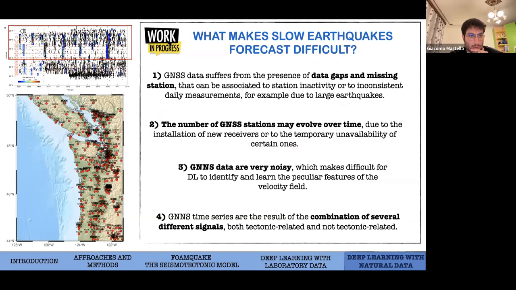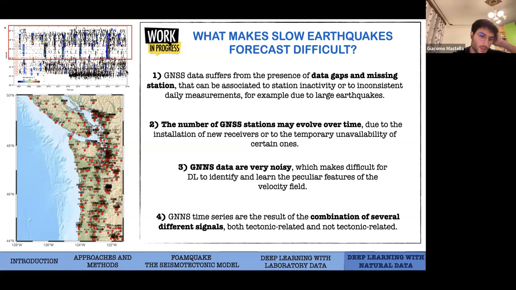Given the great analogy between the space-time rupture patterns generated by analog models in the laboratory and the space-time rupture patterns observed for the Cascadia subduction system, we decided to try to work with the geodetic data from this subduction system, where we have the subduction of the Juan de Fuca plate beneath the North American plate. And we are trying to use it especially to forecast slow earthquakes.